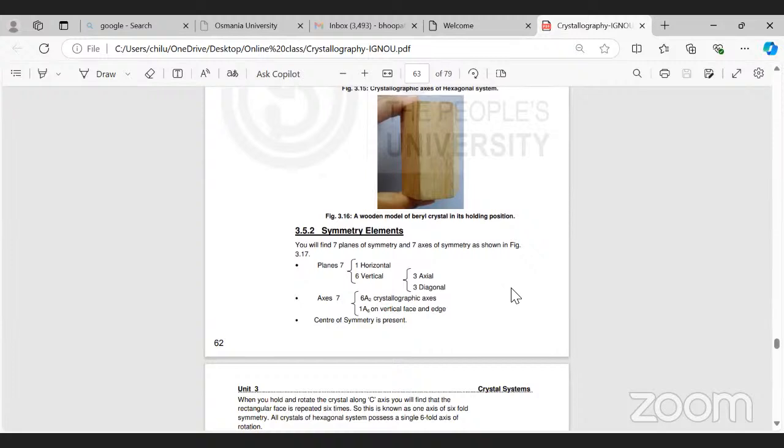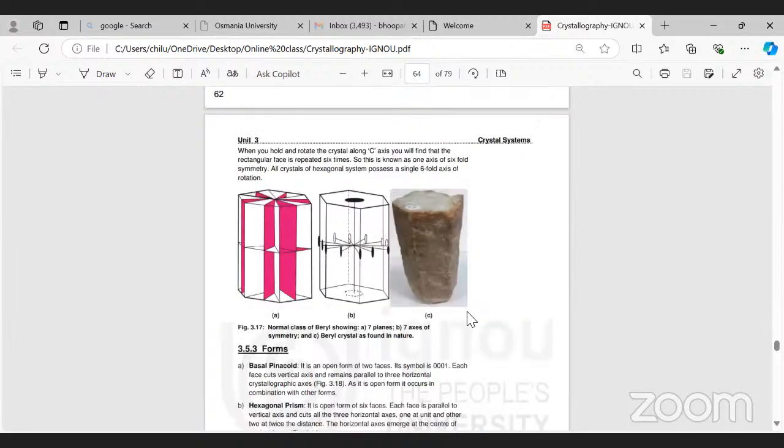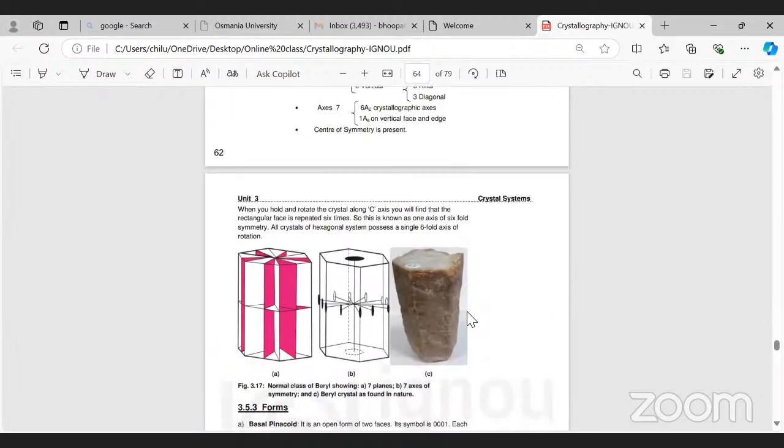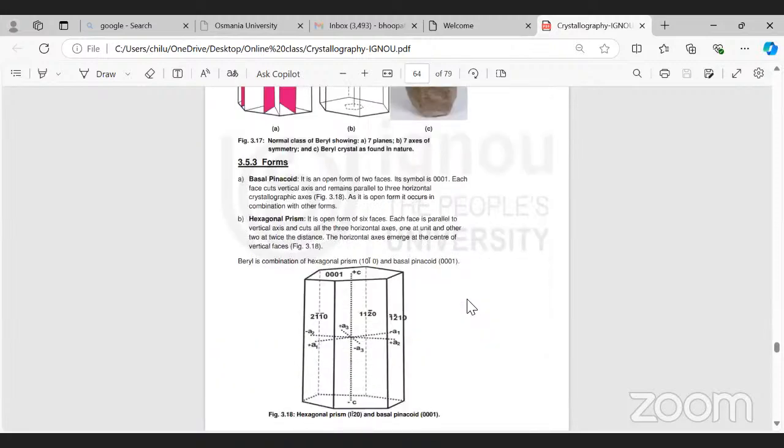Here the planes are seven planes: one horizontal plane and six vertical. And from the vertical, three are axial and three are diagonal. So practically, if you can see, you will get a good understanding. But these are all imagined lines that I'm showing.